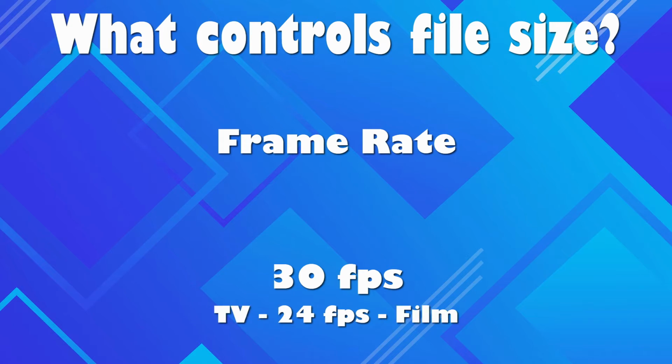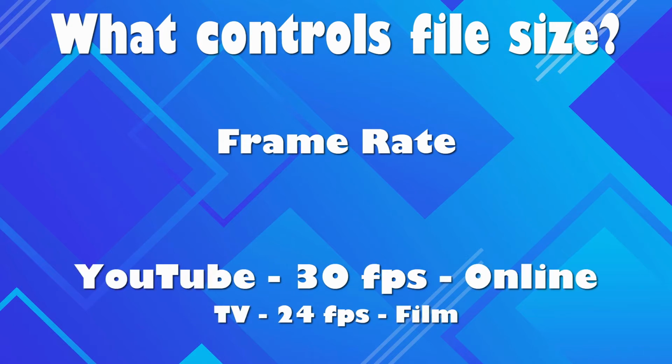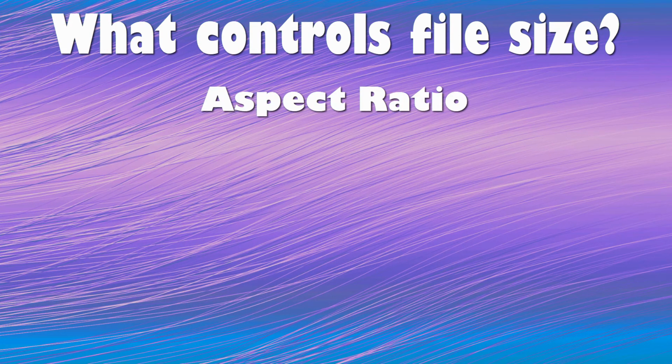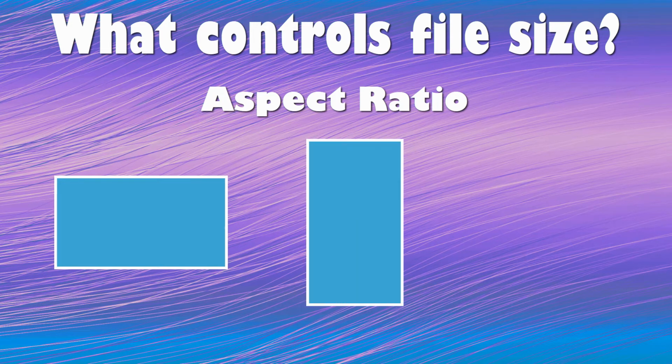Right now, TV and film are at 24 frames per second. YouTube and most online sites are at 30 frames per second. High definition can be as high as 60 frames per second. But again, it's going to dramatically increase your file size if you do that. Aspect ratio can also have an effect on video file size, but this needs to match where you're going to be using your video.